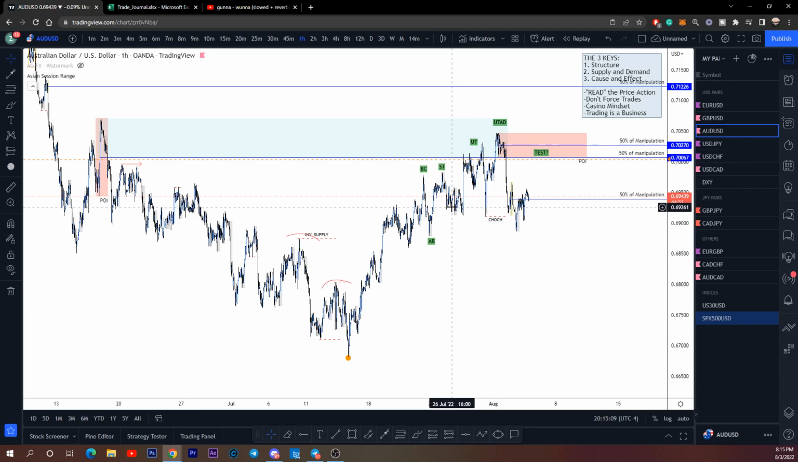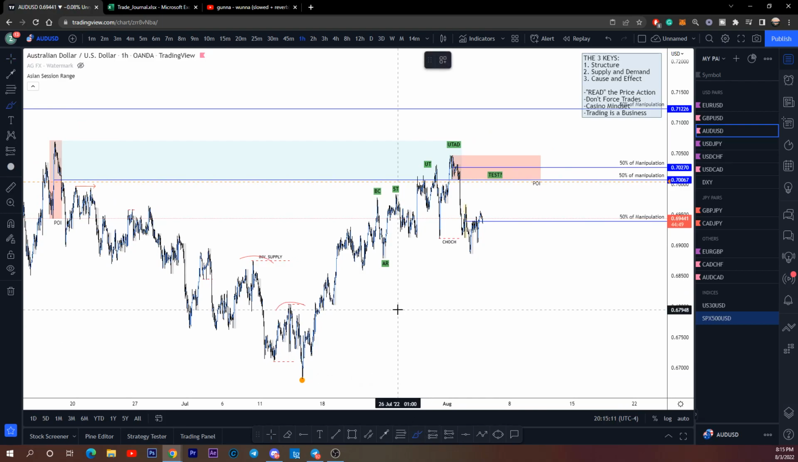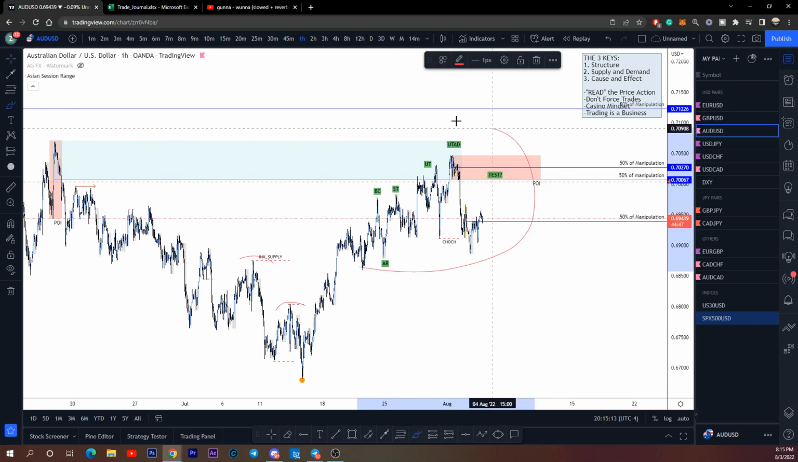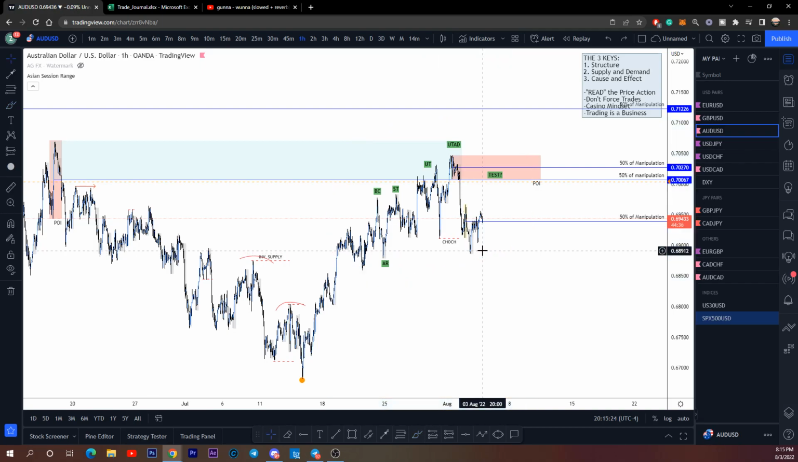Because Wyckoff shows us the evidence of buyers and sellers inside the market. So what do I mean by that? So technically, right here, we are creating an area of supply. Why? Because we have a Wyckoff distribution going on here. So this distribution is showing us evidence of sellers. Why is that important? Well, let's go back to our three keys. Our structure tells us what side of the market that we want to play on. So structure is bearish. Structure is telling us we want to be sellers. That's all we need to know.